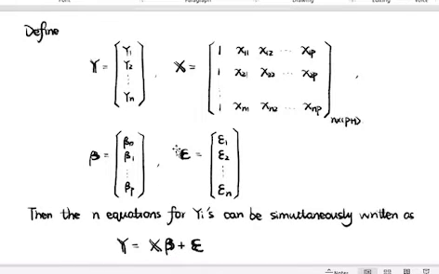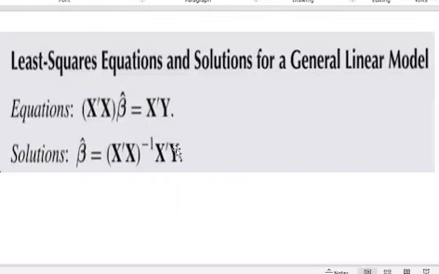Is there anyone? Now, this is the specification of multiple linear regression in matrix form. Any question? This is in matrix form. Okay, now, don't forget, this is the formula we're going to use.